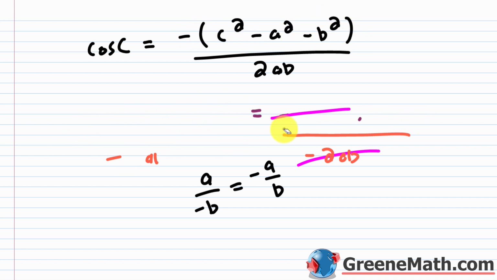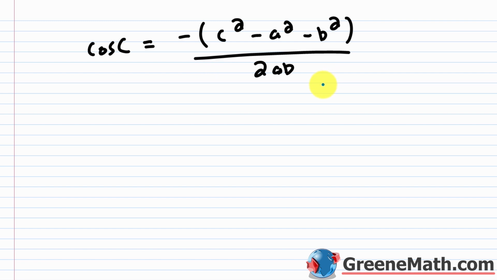So let's get rid of this, and let's distribute the negative, and I'm going to rearrange things just a little bit. So I'll say that the cosine of C is equal to, this is going to be negative C squared, then plus A squared, and then plus B squared. Okay, so typically your book is going to write this as A squared plus B squared, and then minus C squared like this.